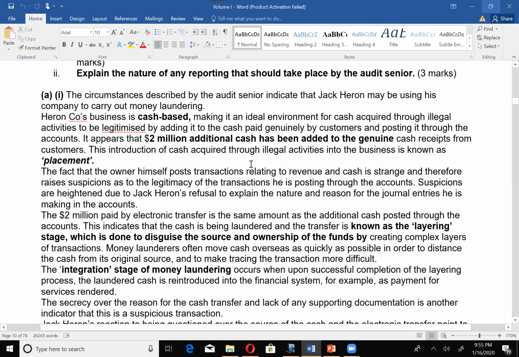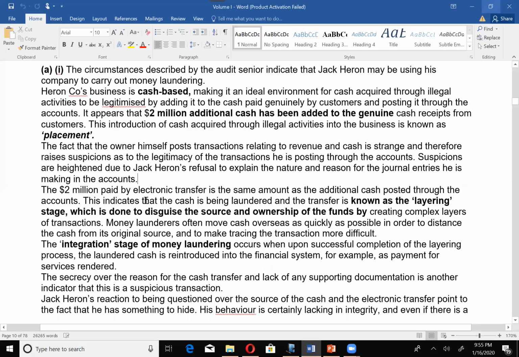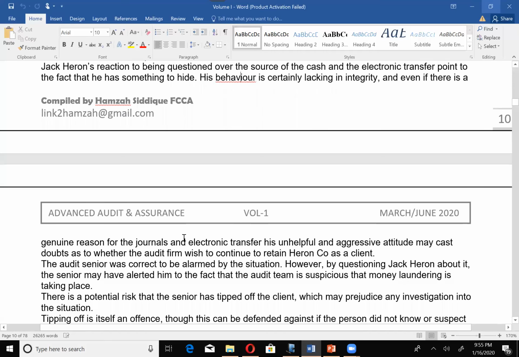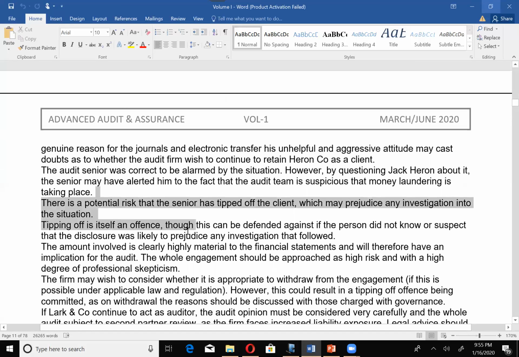Suspicions are heightened, you see here, due to the refusal to explain. Now you see layering has been explained, integration then. Secrecy is another suspicion. He is lacking integrity. Now, tipping off has been discussed.